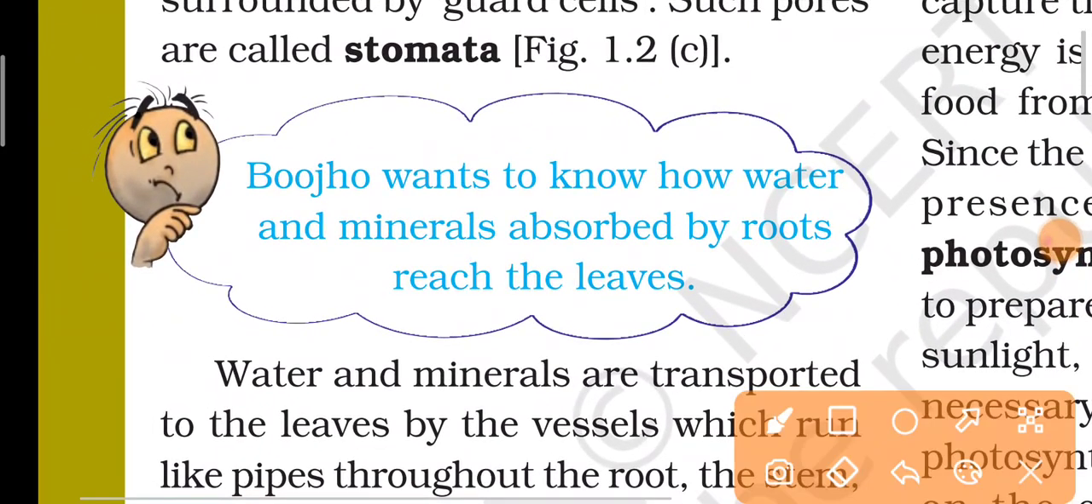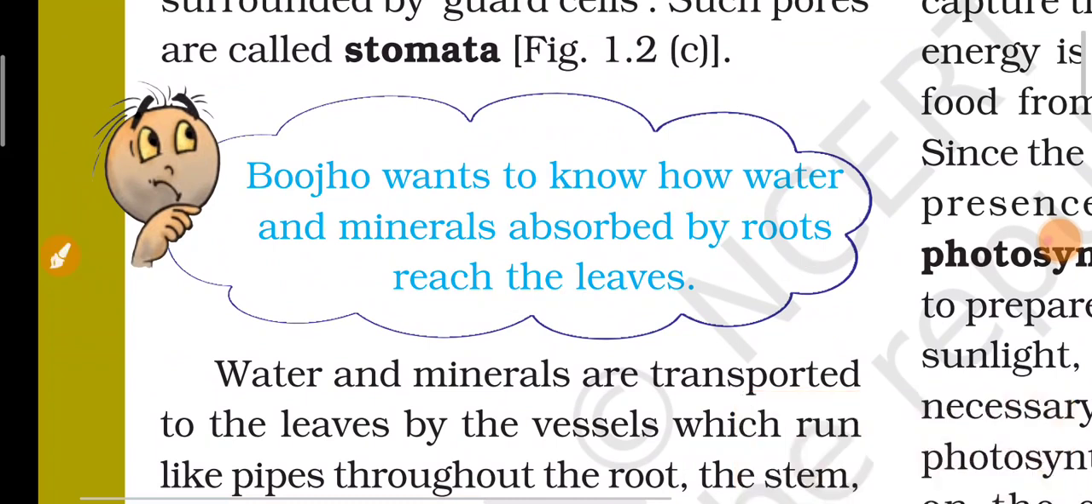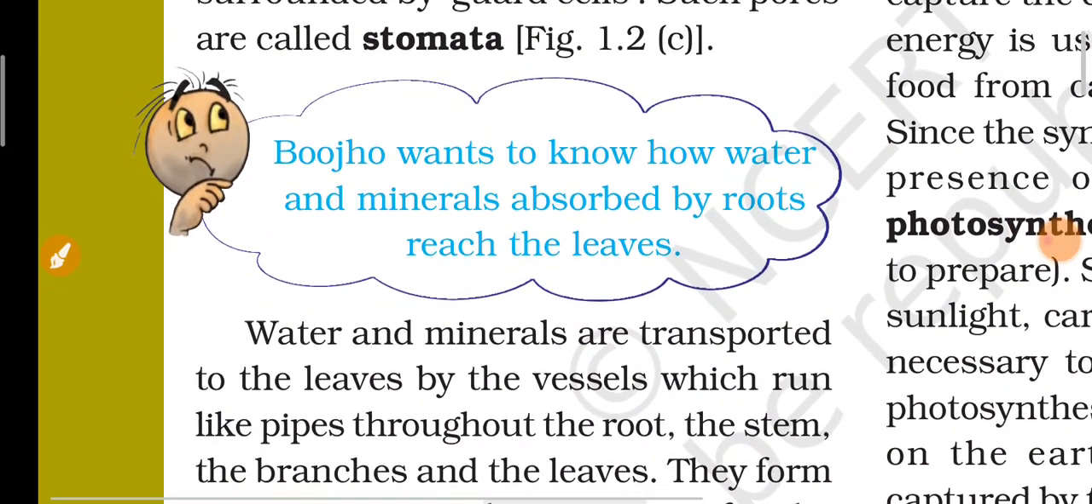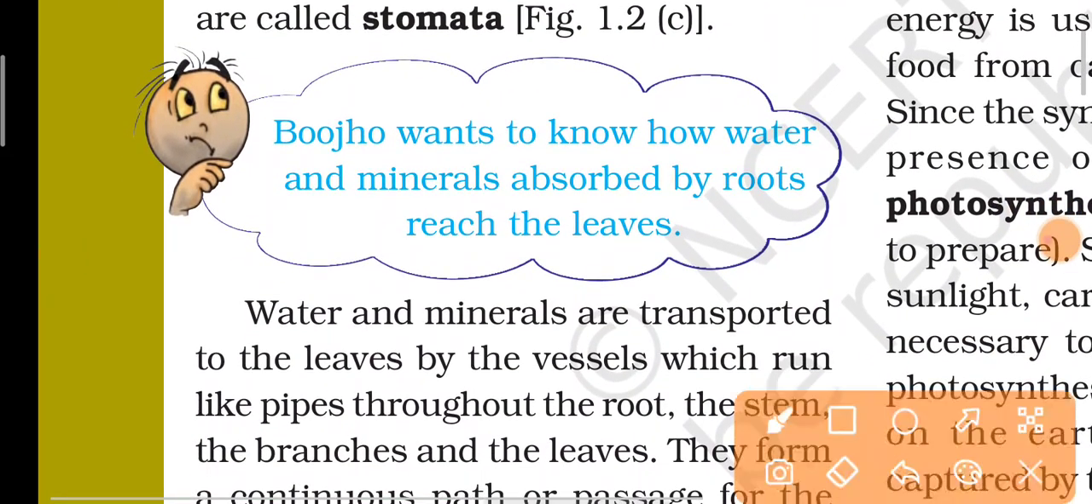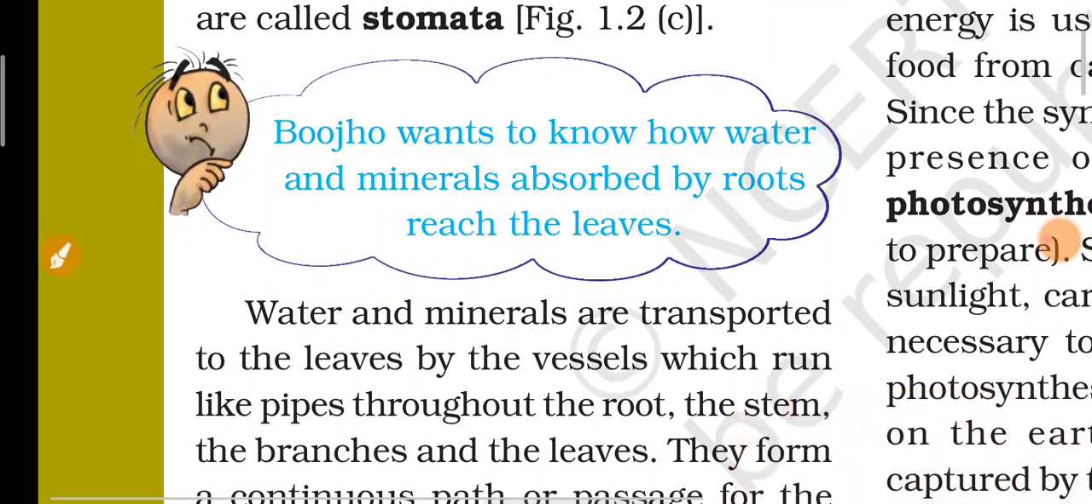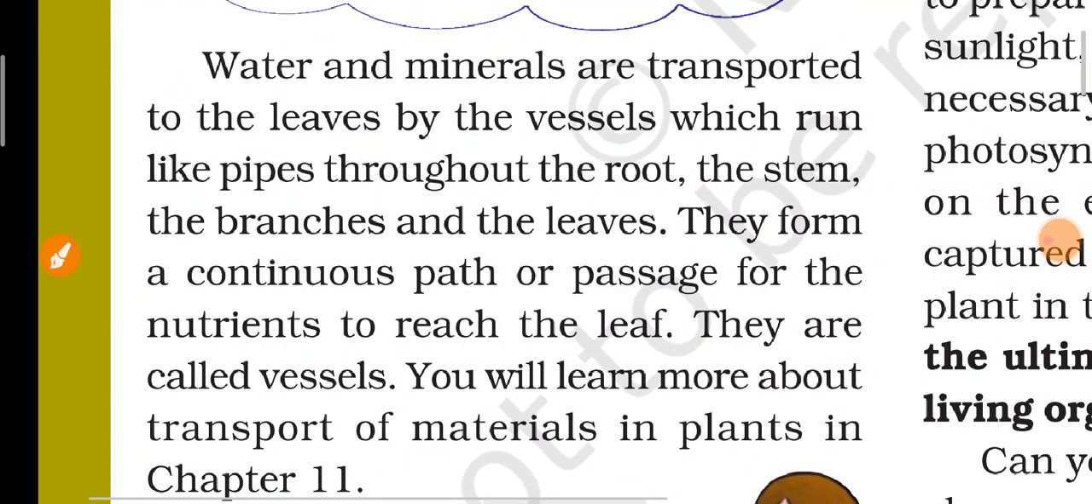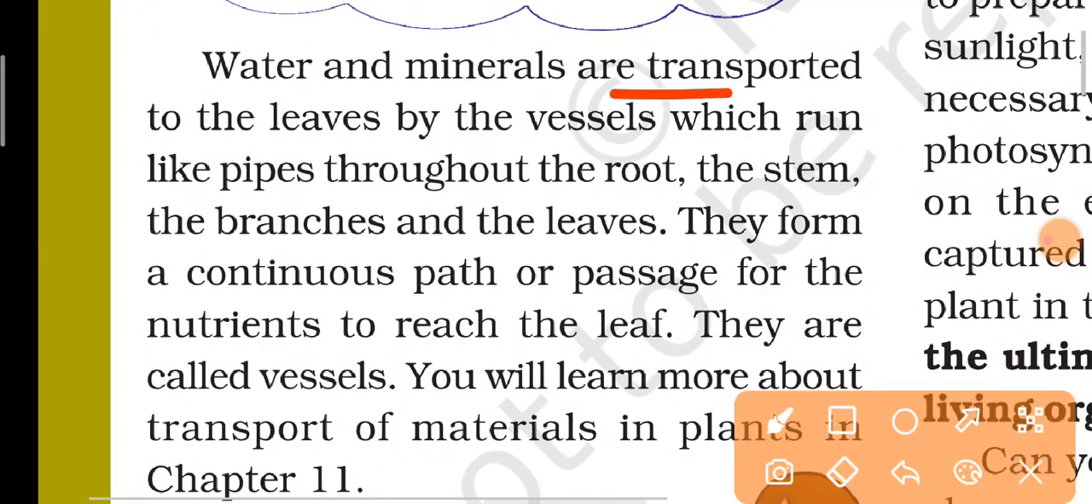So Bhujo wants to know how water and minerals absorbed by the roots reach the leaves. So let's see now. Water and minerals are transported to the leaves by the vessels which run like pipes throughout the root, the stem, the branches and the leaves.